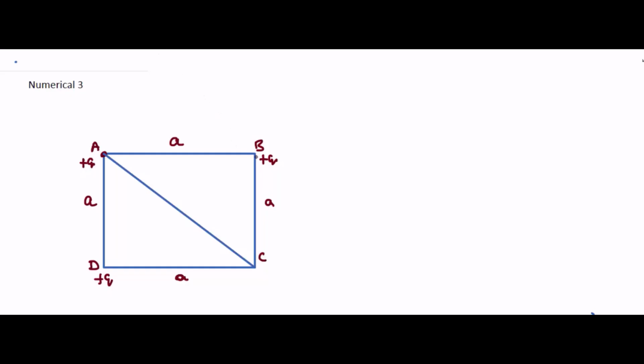So here is one more question on electric field strength, and we have been given a square of side A and three charges are placed at the three vertices as shown. At A we have plus Q charge, B identical charge, and D also identical charge plus Q. And we've been asked to find out the electric field strength at C. So we've been asked to find out EC. By the principle of superposition, EC will be equal to EA plus EB plus ED.